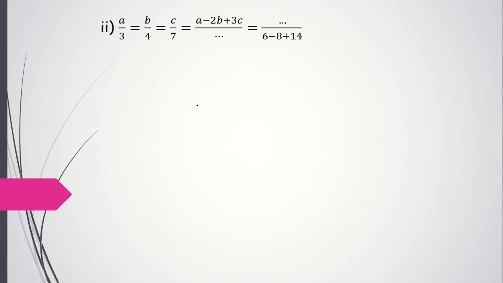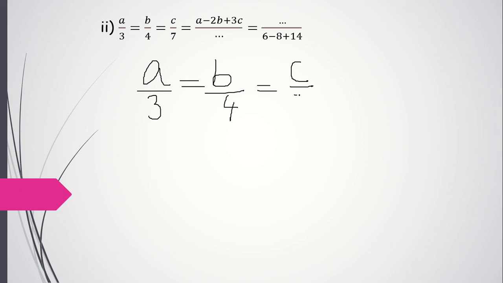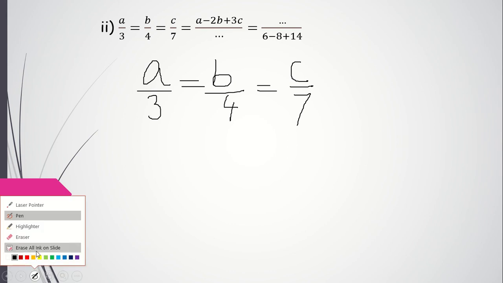This also exactly the similar way we have to do. A upon 3 is equal to B upon 4 is equal to C upon 7. Now what do we want? According to that, let's do it. A, we don't want to do any changes. B, we want minus 2 there. We want minus 2 there, right?